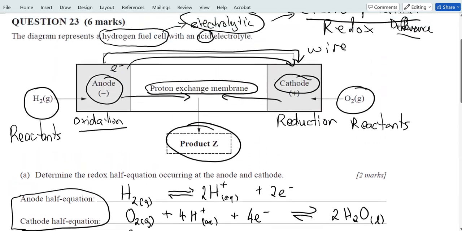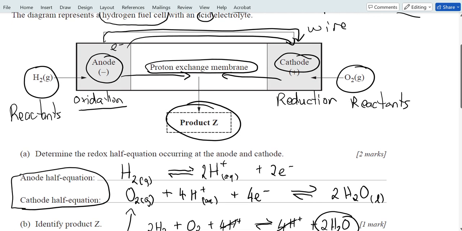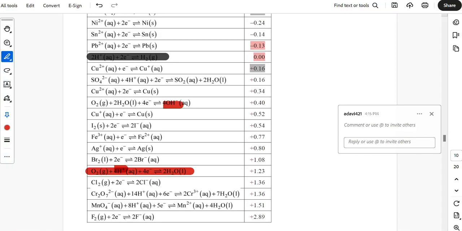With all these redox questions, you're probably going to have to do half reactions. And 90% of all your half reactions are in this table here. So you need to have a look at this table and use it very carefully to find the half reactions.